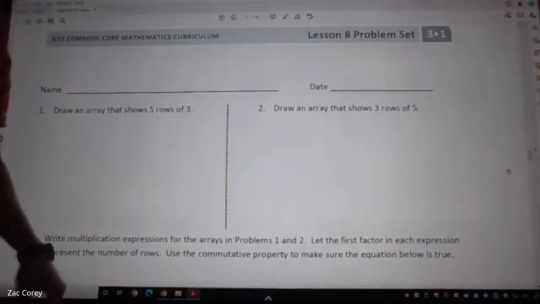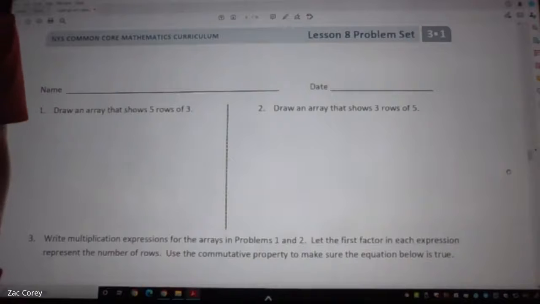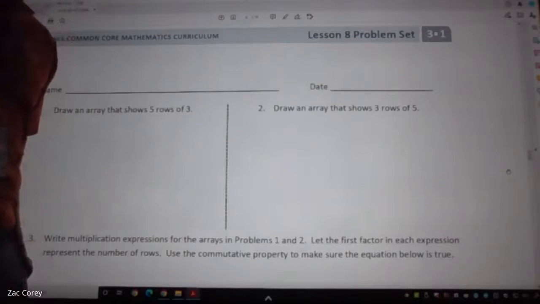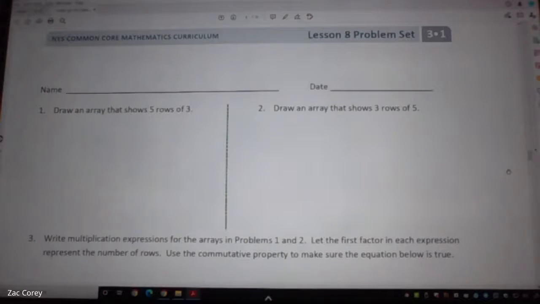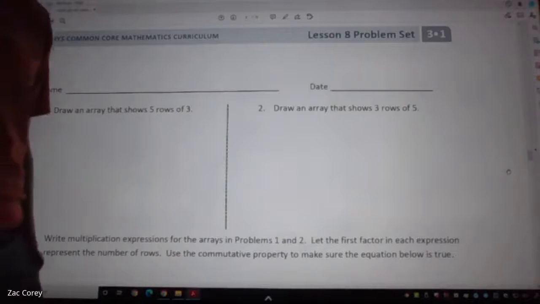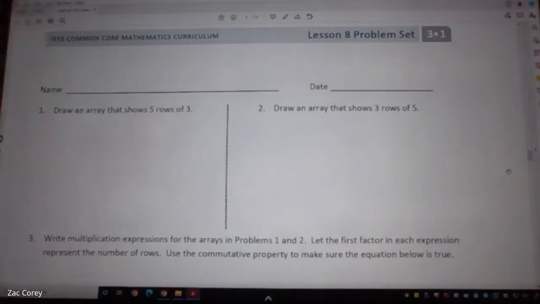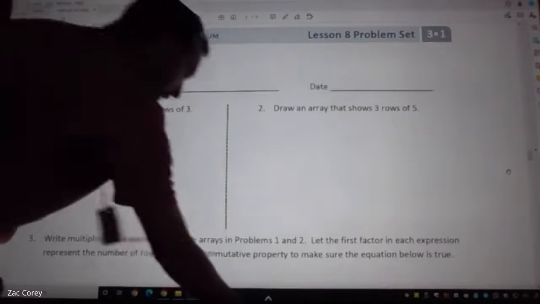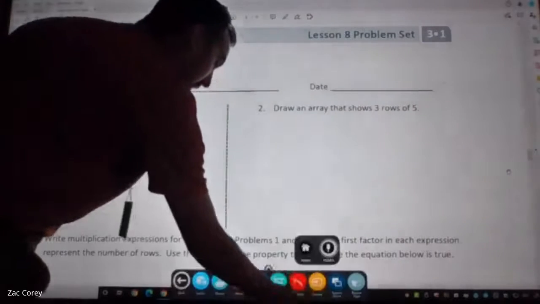All right, so here we go. Once again, your number 1 looks just a little bit different than mine, but for the most part, it's the same. Whatever's missing on yours, I will fill in on my screen so you guys have it. Number 1 says count by threes 5 times. Let's do that.